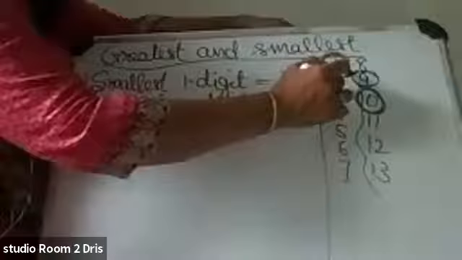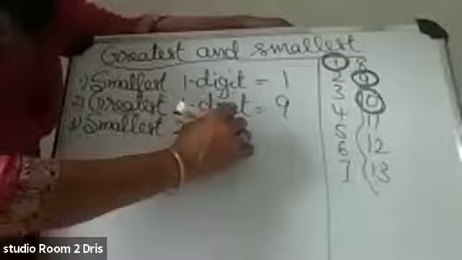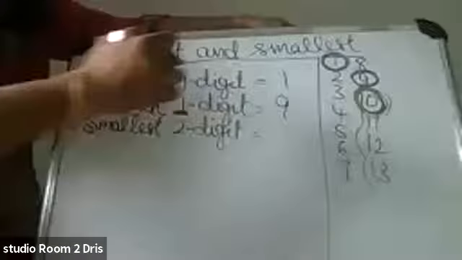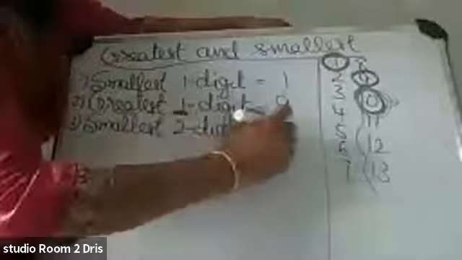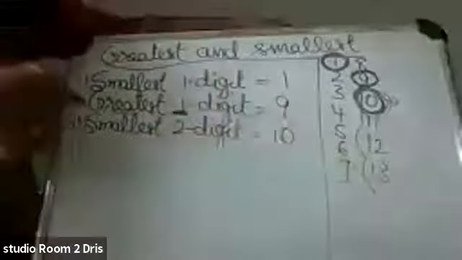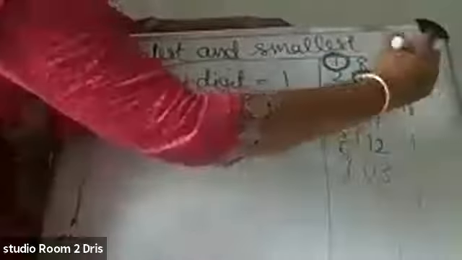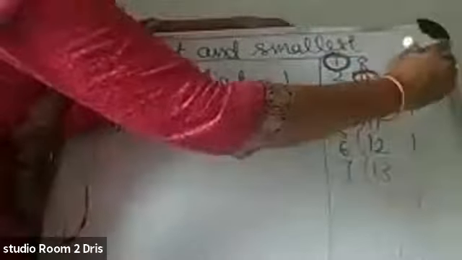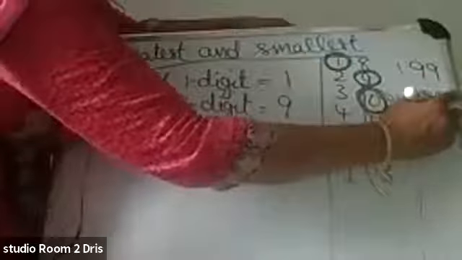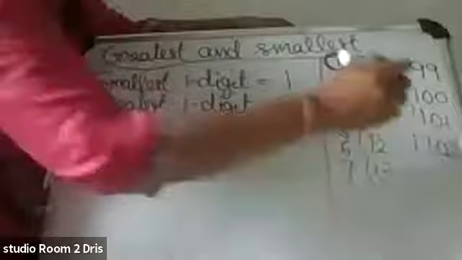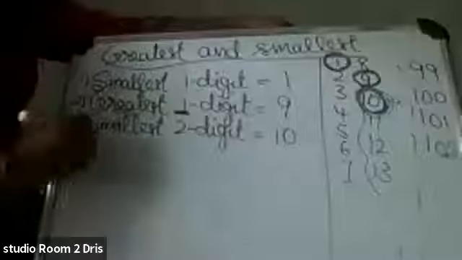Going to find out where the two digit numbers start. So this is the first two digit number in the list, the smallest two digit number. Now the numbers will go on like this, 13, 14, 15, etc. It will reach 99, then it will reach 100, then 101, 102. The numbers will go on like this.